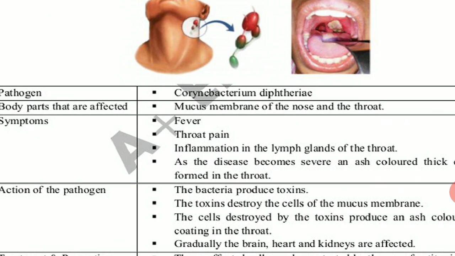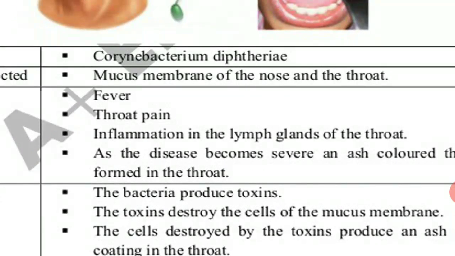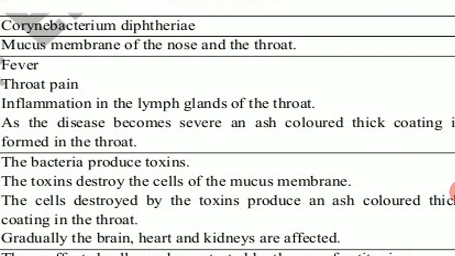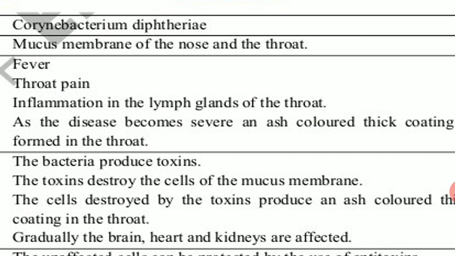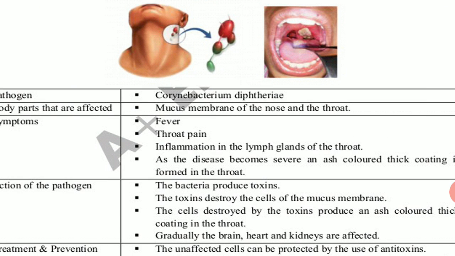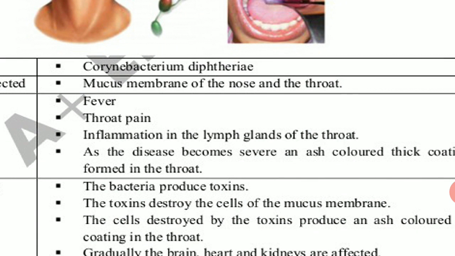Symptoms: fever, throat pain, inflammation in the lymph gland of the throat. Then when it becomes severe, ash colored thick coating is formed in the throat. These are the main symptoms. Fever will be there, throat pain will be there. Then inflammation in the lymph gland of the throat. We will not be able to view that ourselves. If a doctor checks, they can understand. Inflammation means swelling in the lymph gland of the throat.